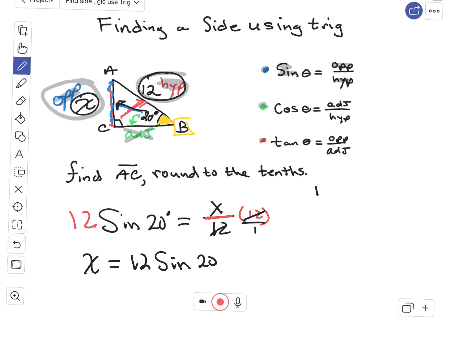You're going to type in 12. You're going to hit your times key. You're going to hit your sine key, and you're going to type in 20. And then you're going to hit your equals key. Now remember, you want to be in degrees, not radians.